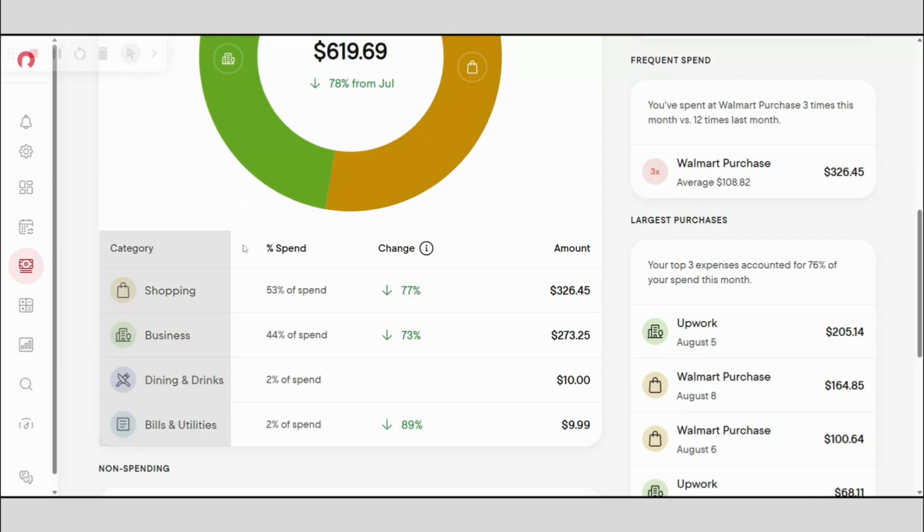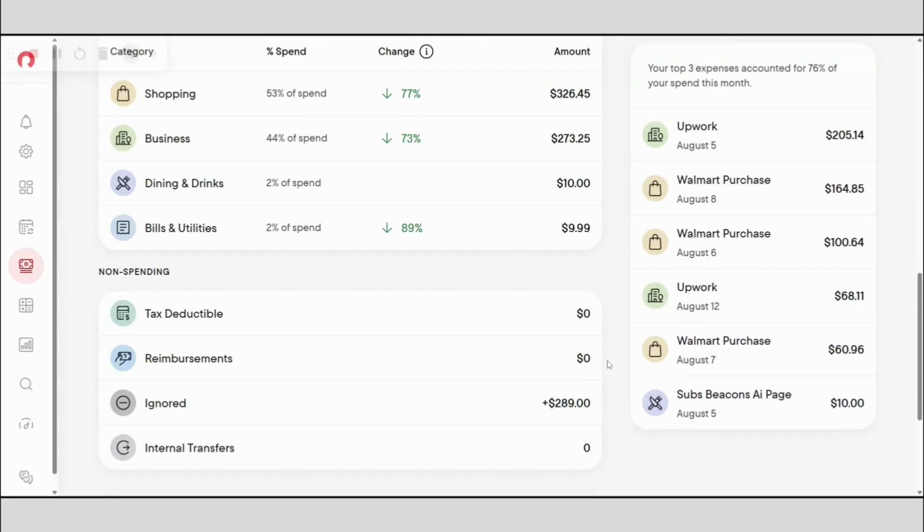So here are your categories. You have shopping, you have business, you have dining and drinks, you have bills and utilities. It's showing you that percent spent on shopping was 53% for all of your spending, but it went down by 77%. Percent spent on business was 44%, but it went down by 73%. And here on the right hand side, you have the amount that you actually spent for each one of these, right?